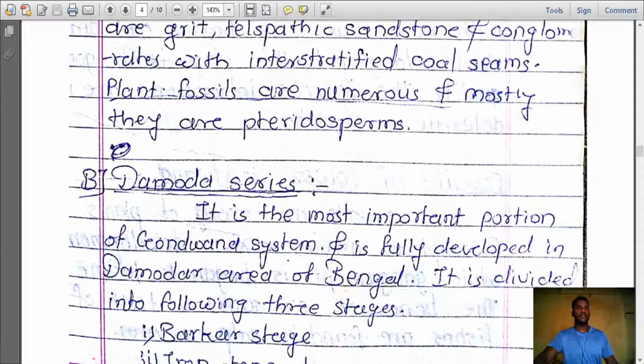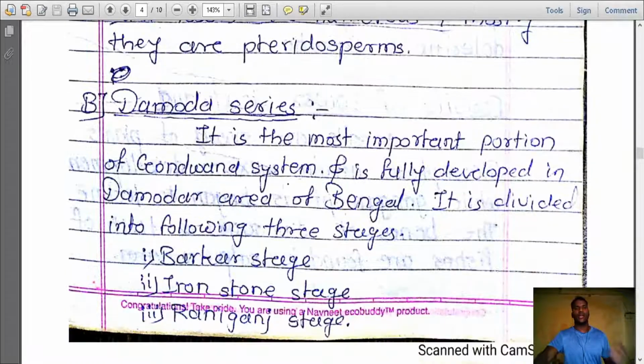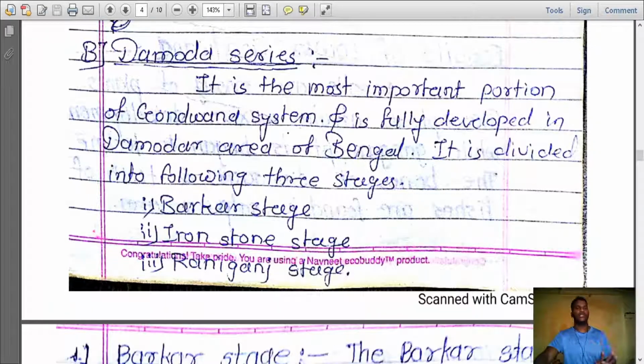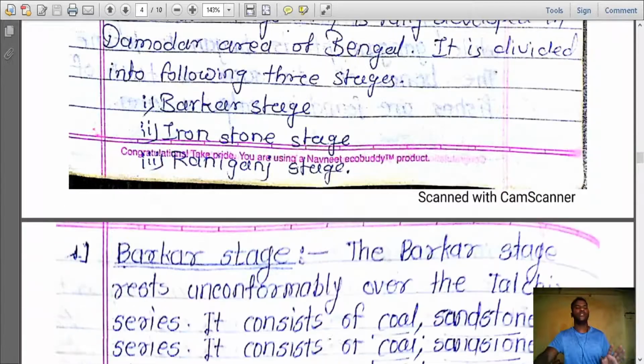Then second series, Damoda series. It is the most important portion of Gondwana system. And it is fully developed in Damodar area of Bengal. It is divided into following three stages: Barakar stage, Ironstone stage, Ranigan stage.